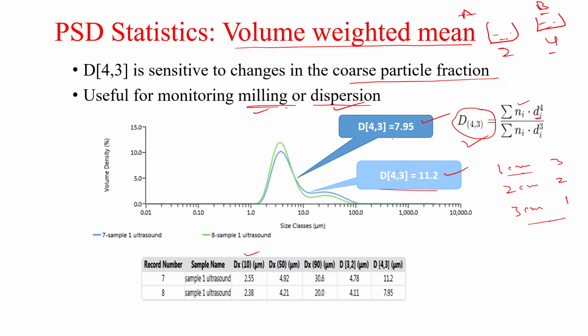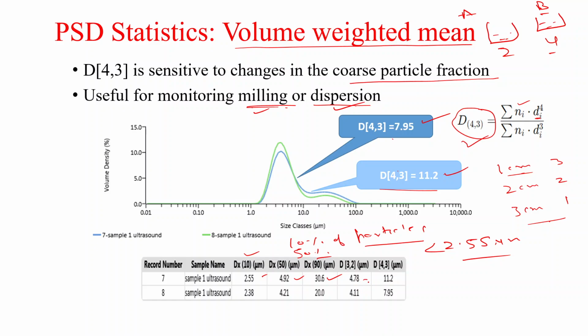What do you mean by the D10 value? That 10% of the sample is less than this size. 10% of the particles have a size less than 2.55 micron. D50 means 50% of the particles have a size less than 4.92, and D90 means 90% of the particles have a size less than 30.6. And D32 means the surface area weighted mean, which we'll see in the coming slide.